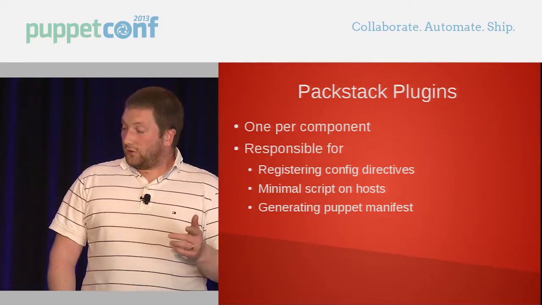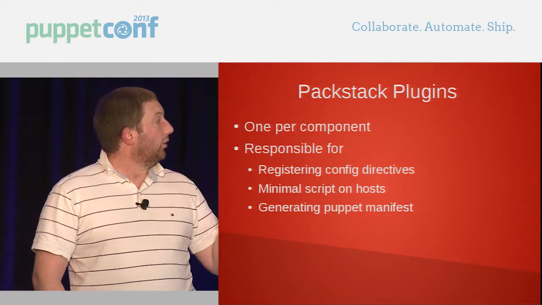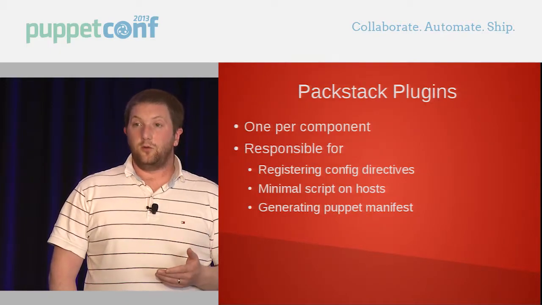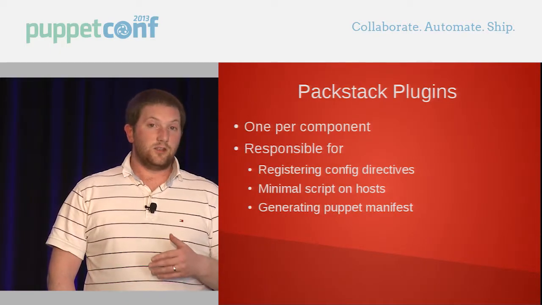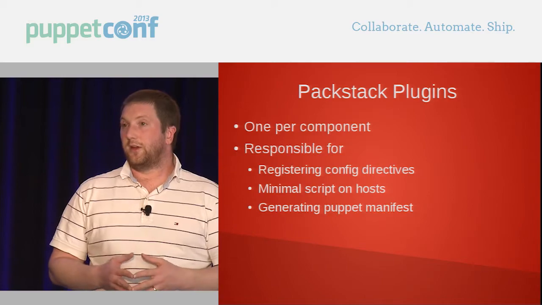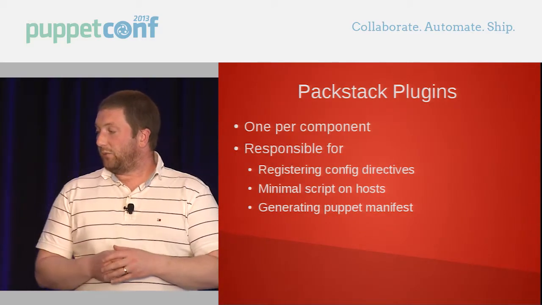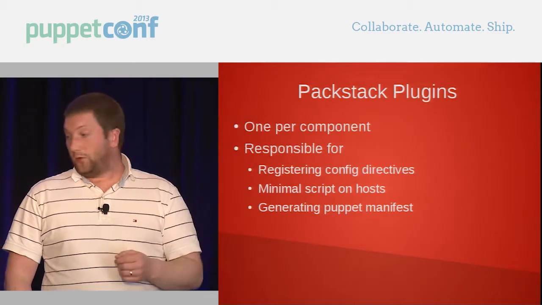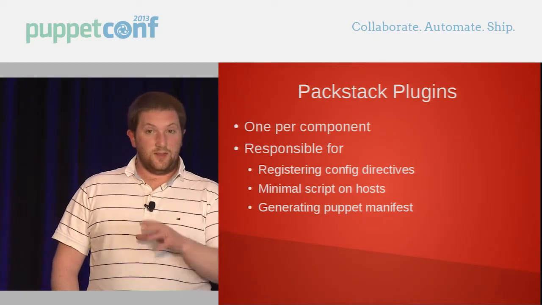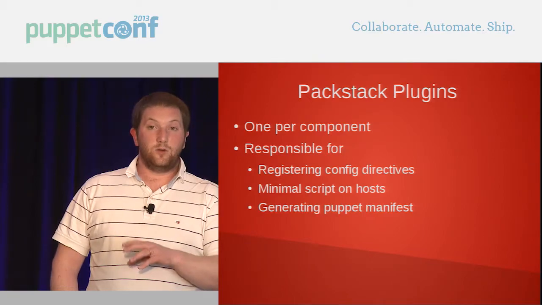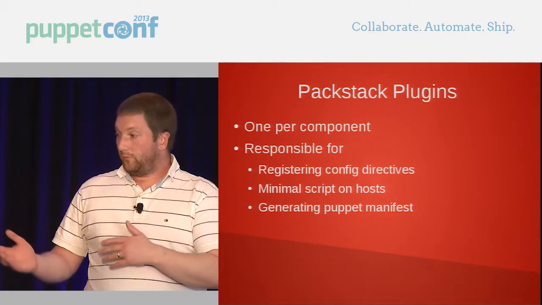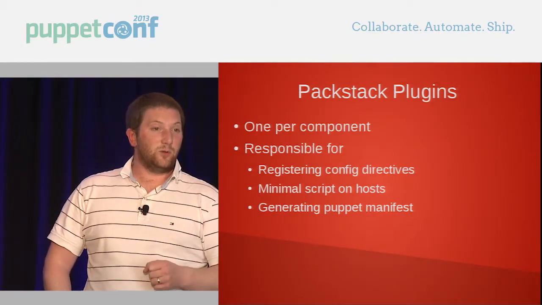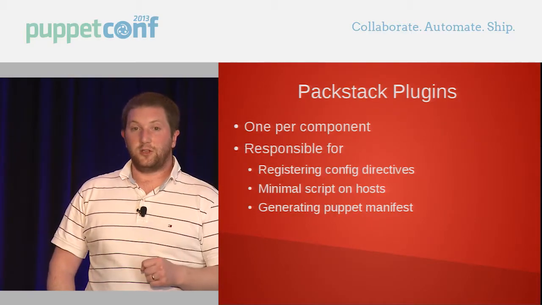Then some of the plugins, not all, run a little bit of script on the hosts, usually to do a pre-check to make sure something is correct. I have an example of that in a minute. And then finally, the Python component generates its section of Puppet manifest that it wants to create, or appends a section of Puppet manifest to one that another plugin has already created.